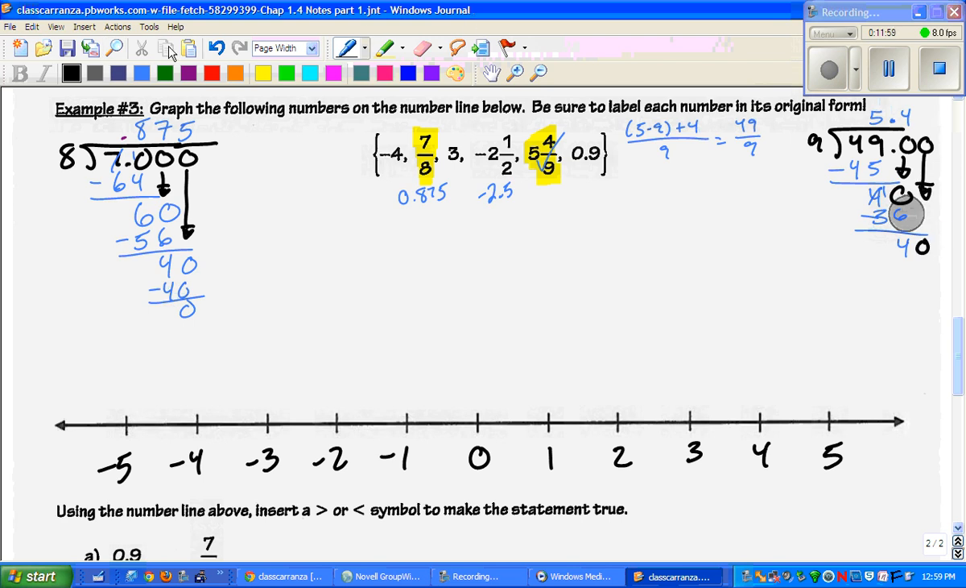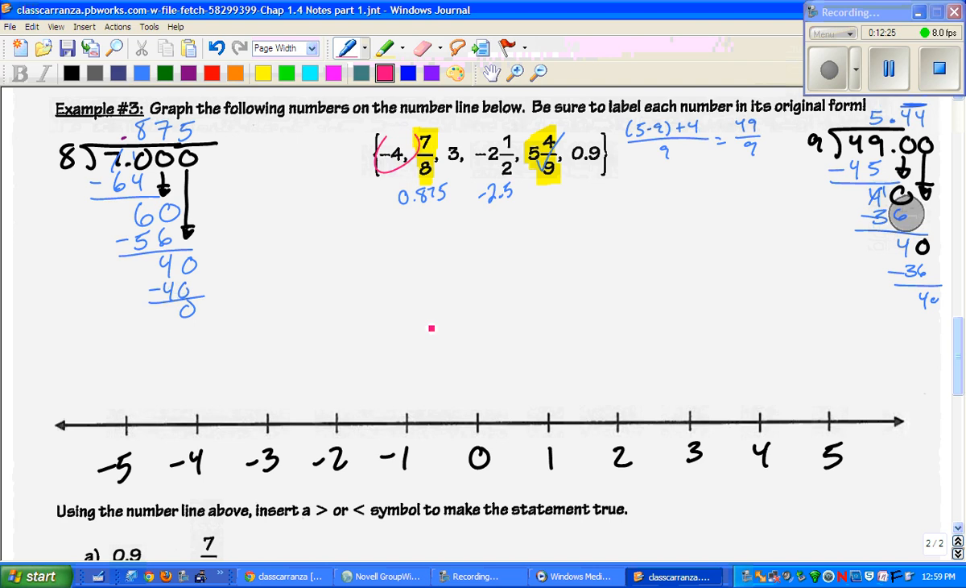Bring down another 0. Oh wait, this starts to look familiar. How many times does 9 go into 40? Well, that's 4 times. 36. 4. Okay, and that's going to be 5.44 repeating. Every time we work that out, it's always going to come out with a 4. Okay? Now, all we're going to do is start plugging these numbers in.